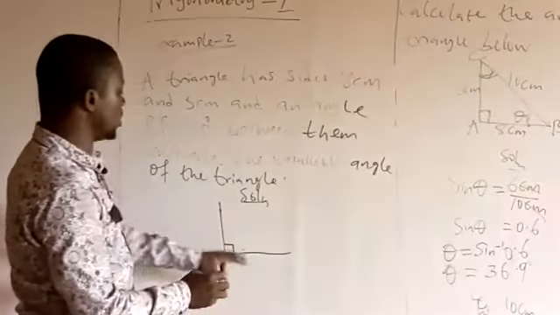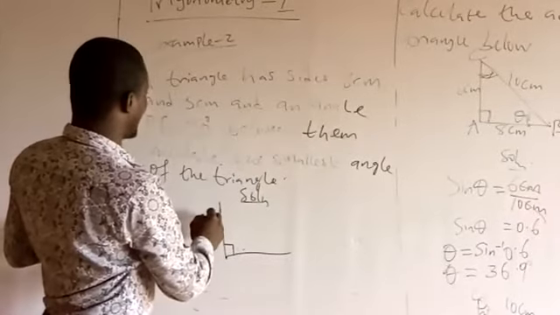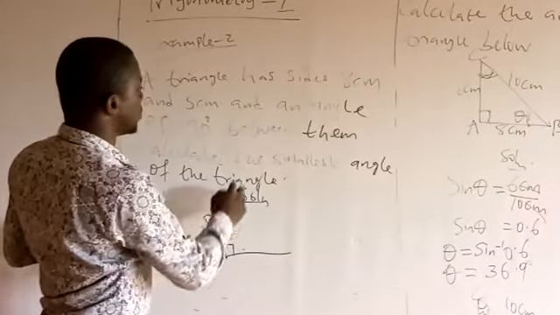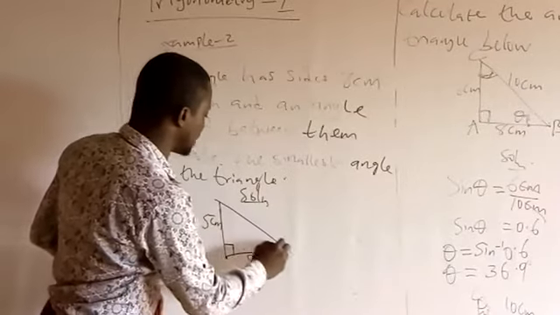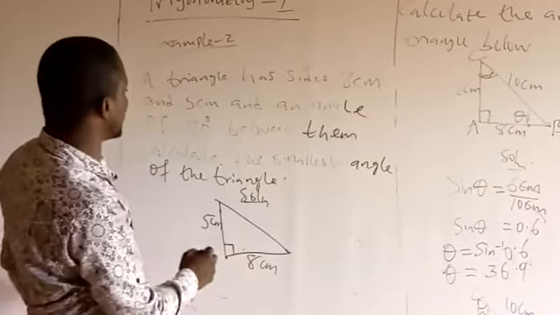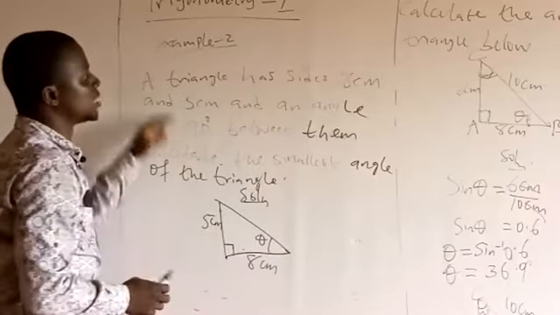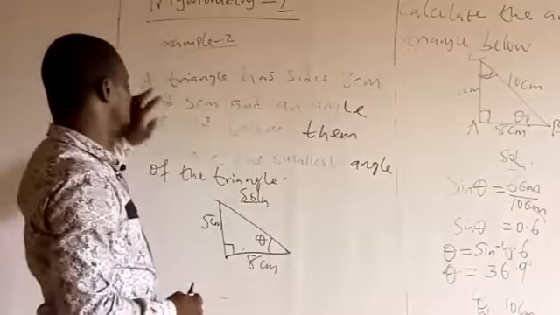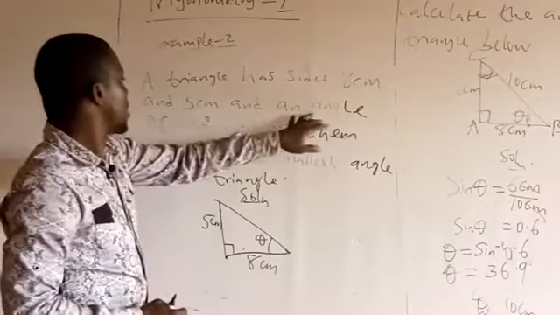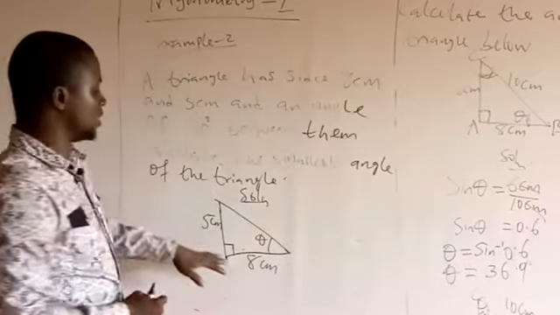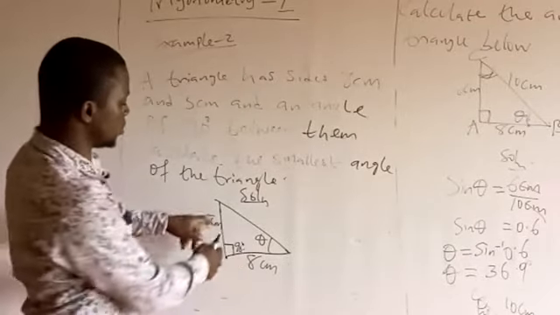Then between them we have the side, we have 5 centimeter and 8 centimeter. So sketch it like this, you don't have any problem. You can call here theta. So a triangle has sides 8 cm and 5 cm and an angle of 90 degrees. This is 90 degrees between them. So 90 degrees between these two.